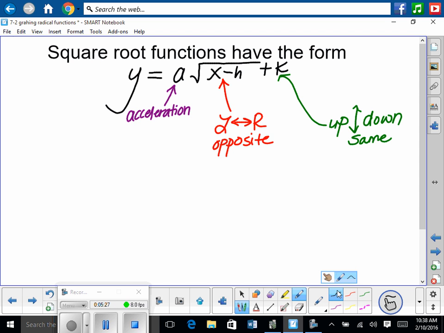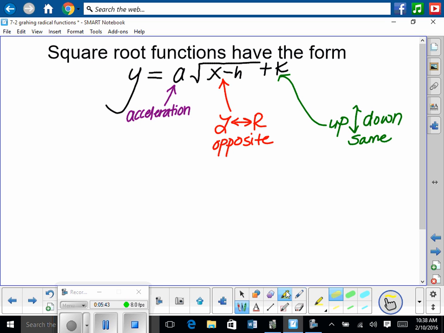So a couple things to know. The a value in front of the square root, what's being multiplied in front of the square root, that's called an acceleration. So an acceleration is how much it's growing, rate of growth. So acceleration.